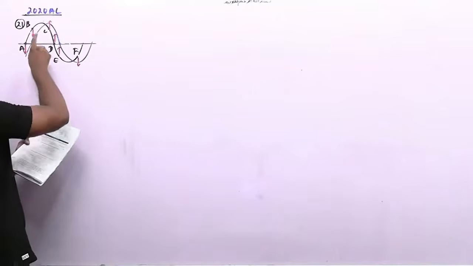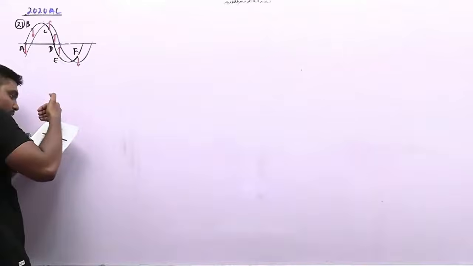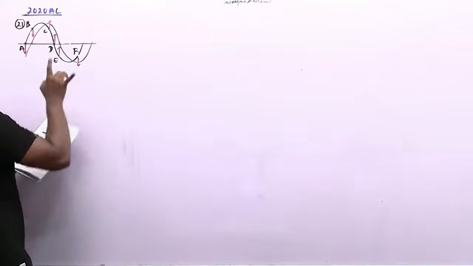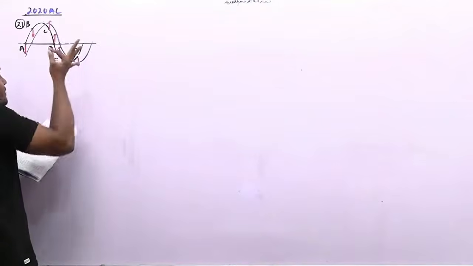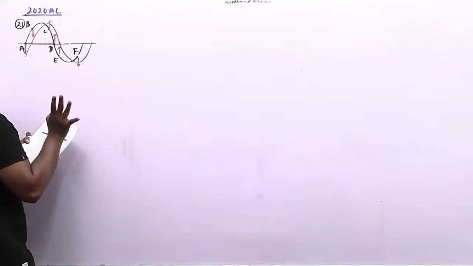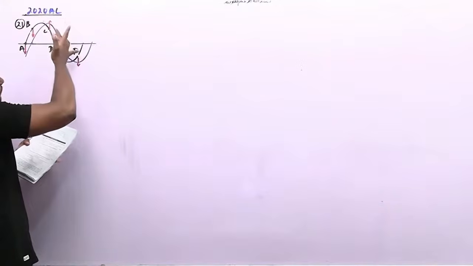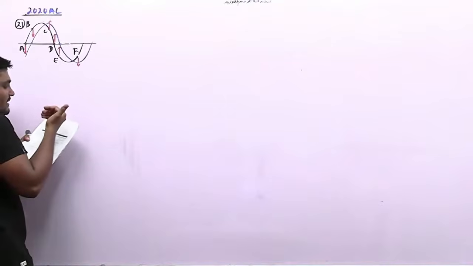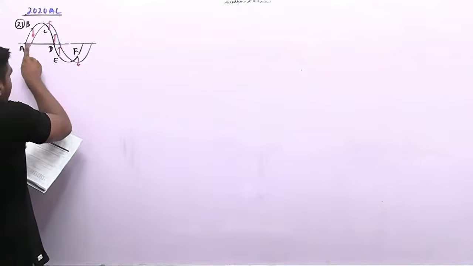B and C. B is moving downwards, C is moving upwards. Therefore, option number 3 also can't be. C and F. C is going upwards, F is going downwards. That case also can't be. Then B and E. B is moving downwards, E is moving upward. In that case also, it can't be. Therefore, the right answer, I feel, is option B and F. B and F is going to be the right answer.